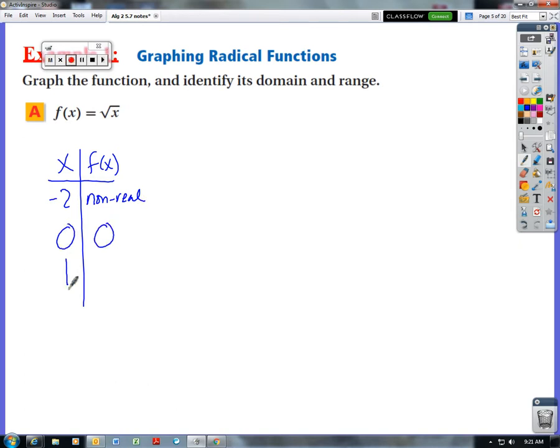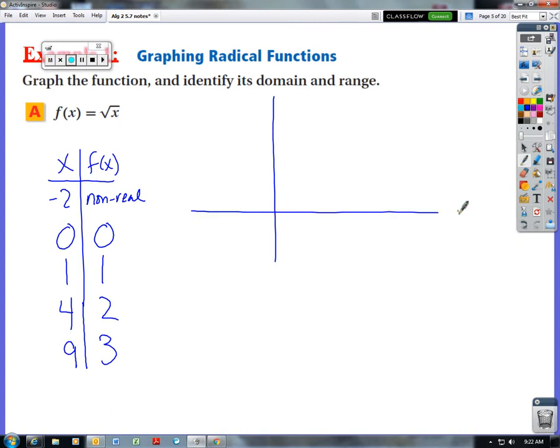Can I take the square root of 1? Yes, the square root of 1 is 1. What's the next number I can do in my head that I can take the square root of? Well, that's going to be the square root of 4, which is 2. And then the next number I can do in my head would be 9. The square root of 9 is 3, and so on. So we're being very selective about the points that we pick for our x's so that we can do this in our head without a calculator.